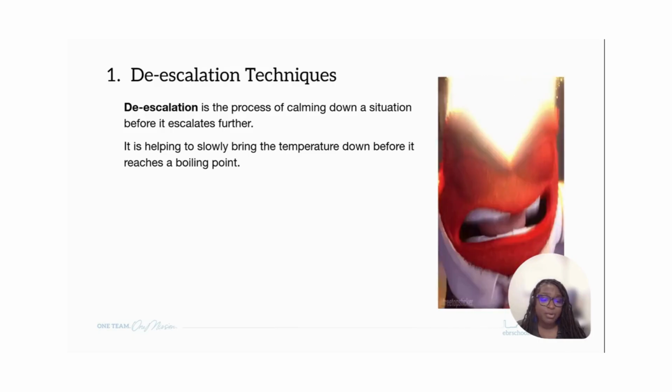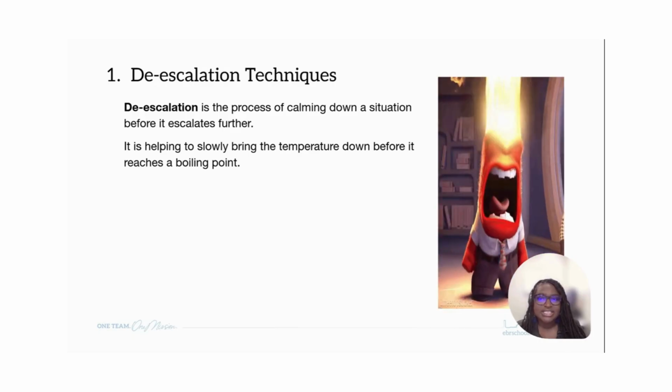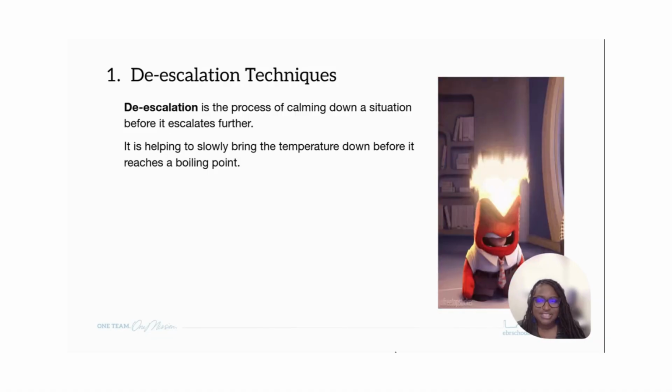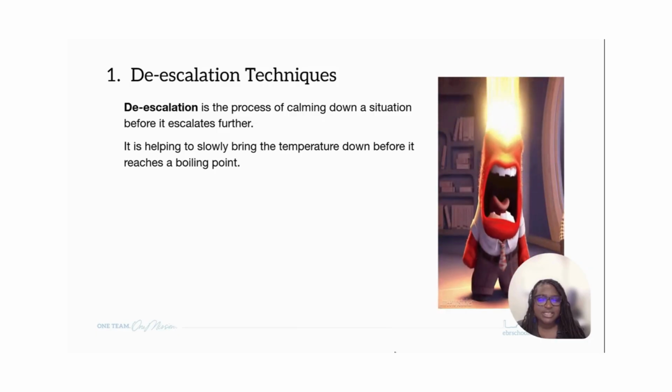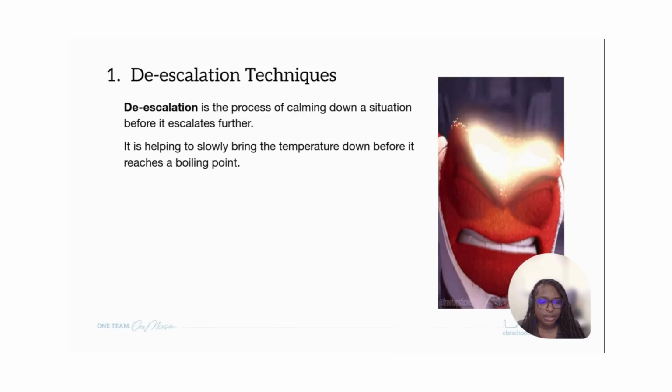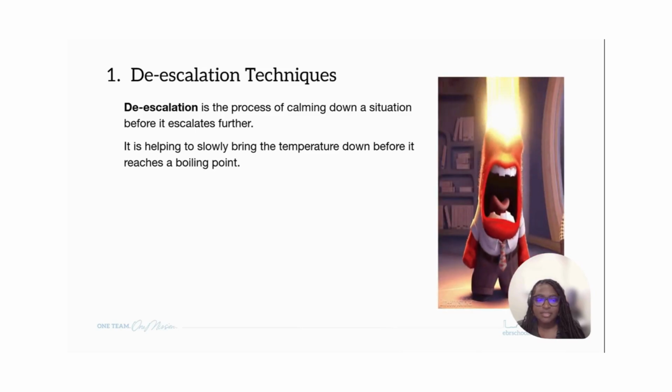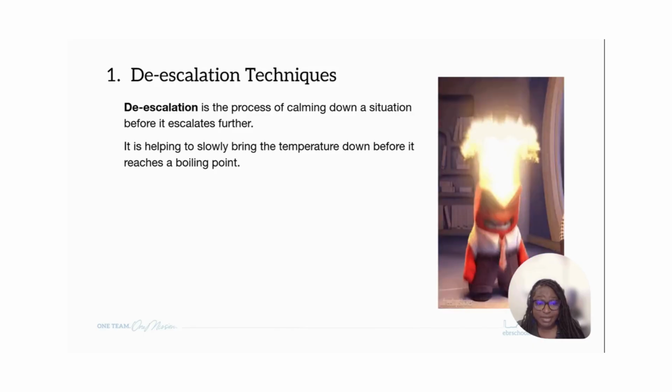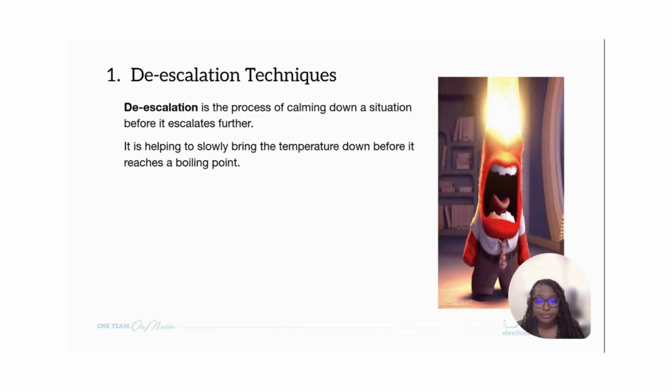De-escalation is simply the process of calming down a situation before it escalates further, somewhat like the picture in front of us. It is helping to slowly bring the temperature down before it reaches a boiling point. So when you think about de-escalation, think about a hot pot of water. If you want to stop the temperature from escalating, you turn it off.